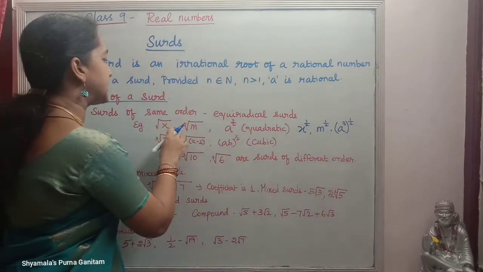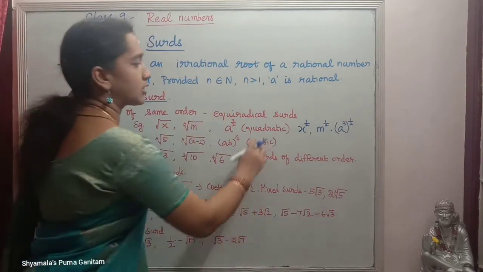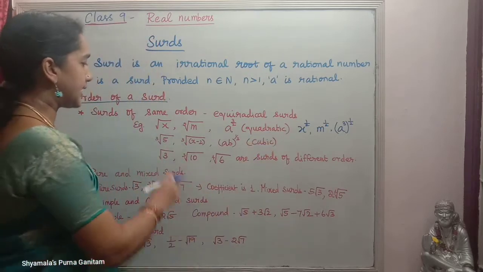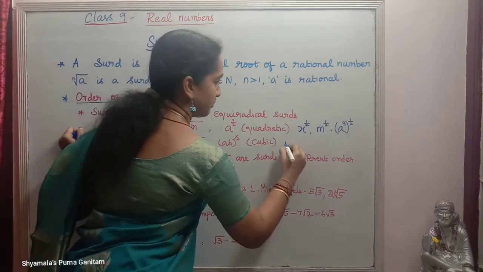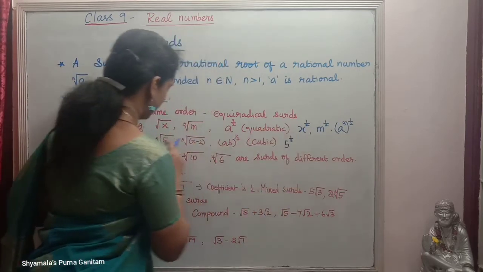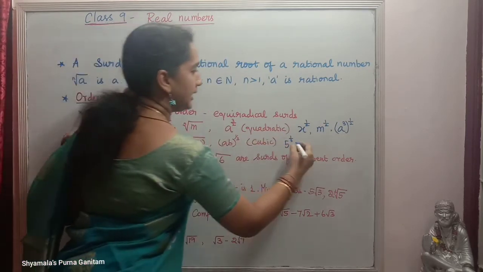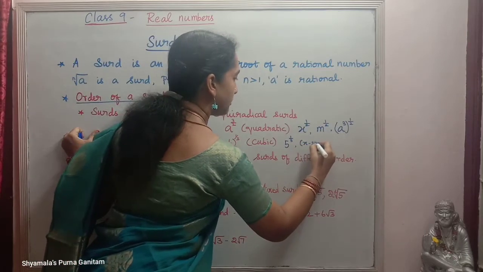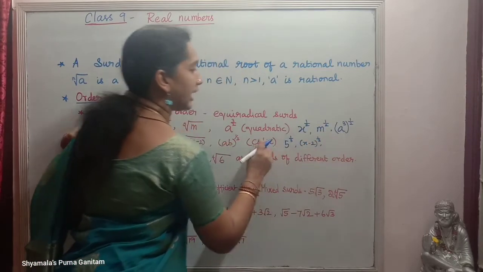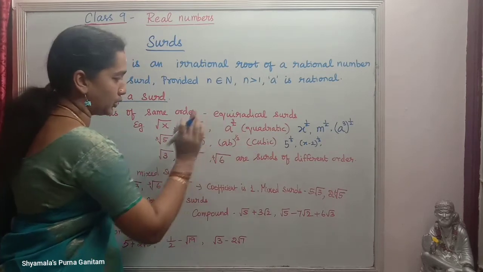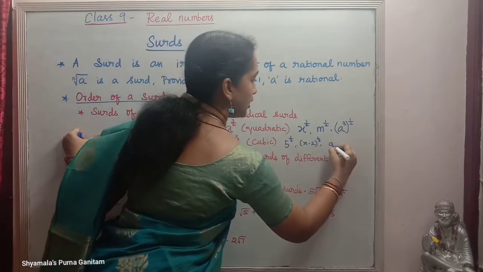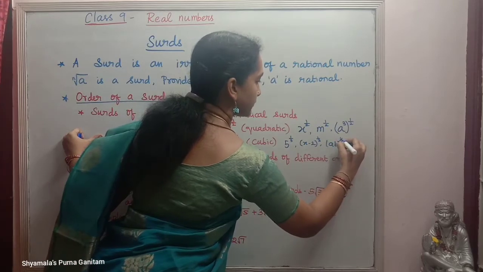That is, it is the second root. So they are called quadratic roots. The next one is cubic root. 5 power 1 by 3, then x minus 2 power 1 by 3. So all have cubic root. We will say this as cubic root. Then ab whole power 1 by 3.